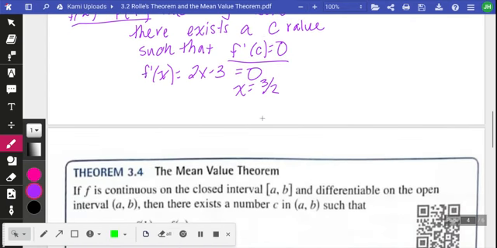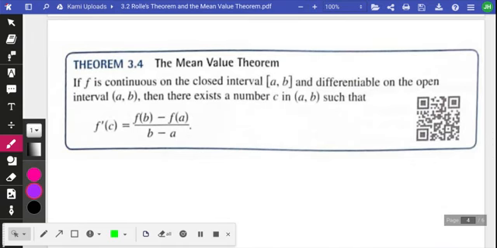Another theorem we're going to talk about is the mean value theorem. Mean, thinking like average.